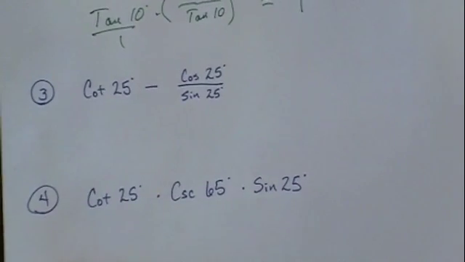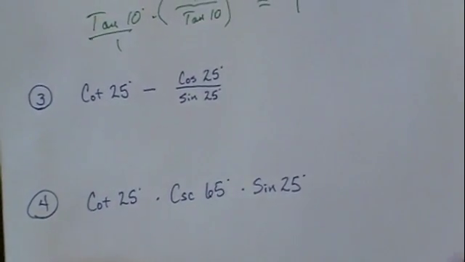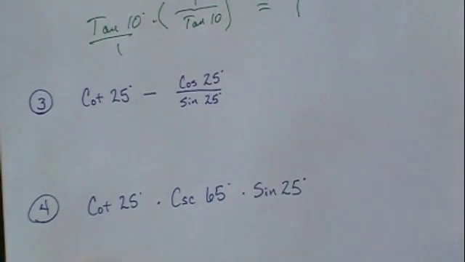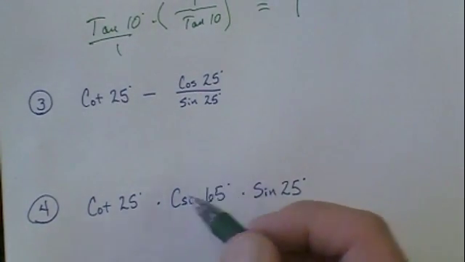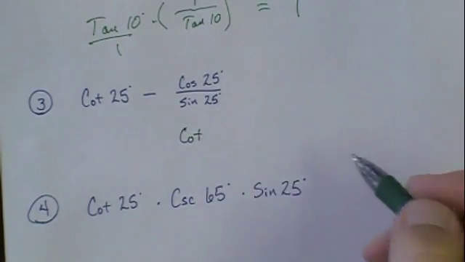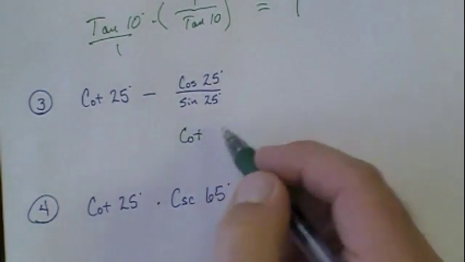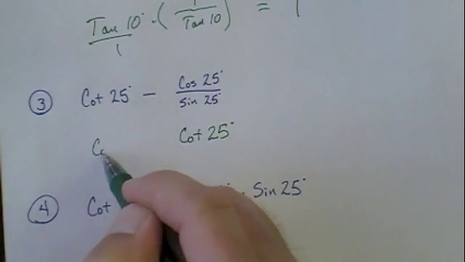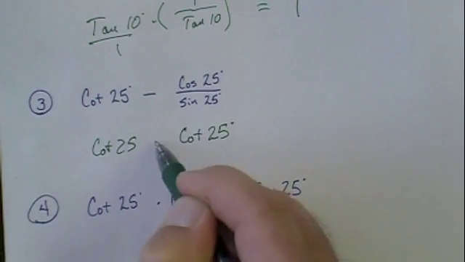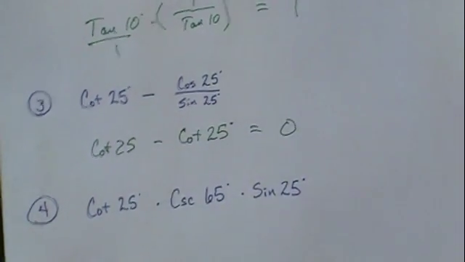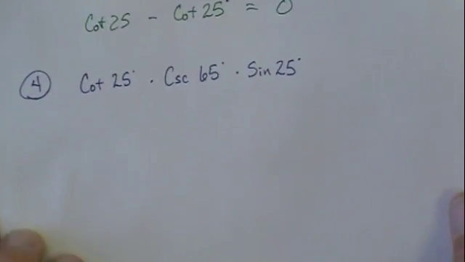Here's another problem. We have cotangent of 25 degrees minus cosine of 25 degrees over the sine of 25 degrees. Let's see, we know that cosine over sine is also cotangent. So cosine of 25 over the sine of 25 would be cotangent of 25 degrees. So here we have cotangent of 25 minus the cotangent of 25. That would equal 0.